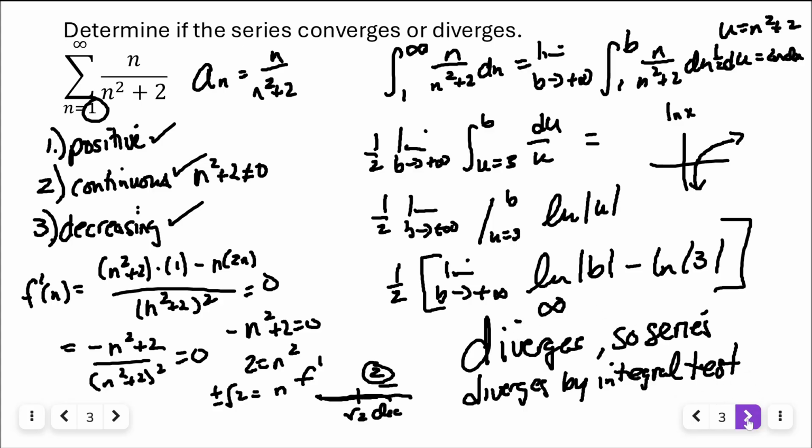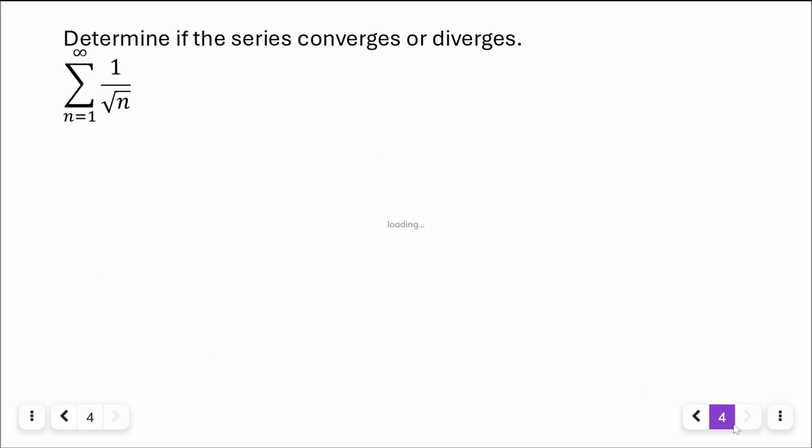All right, let's take a look at this one. Actually, we're going to change this problem, I think. Rather than 1 over the square root of n, let's take this problem away and just do something a little different. Let's try 1 over n squared instead.